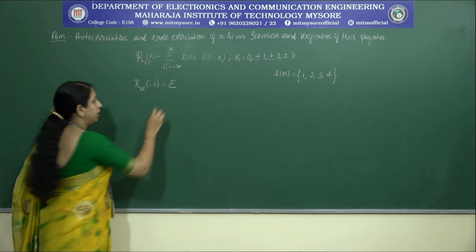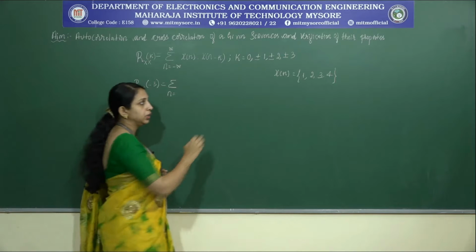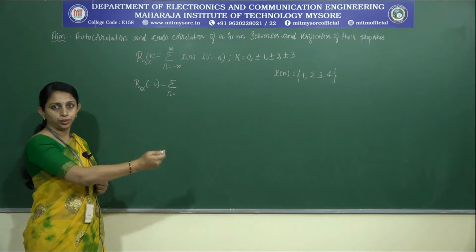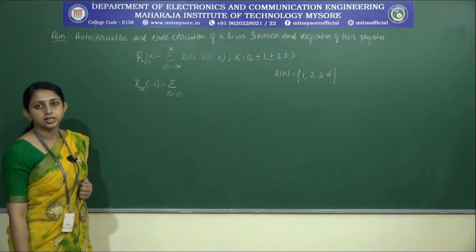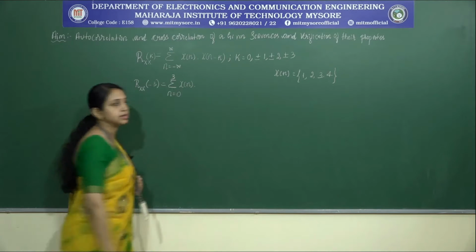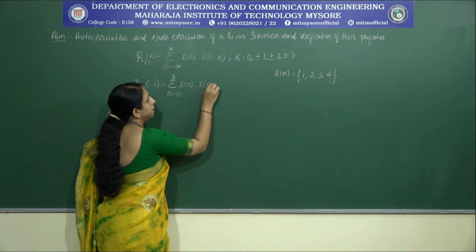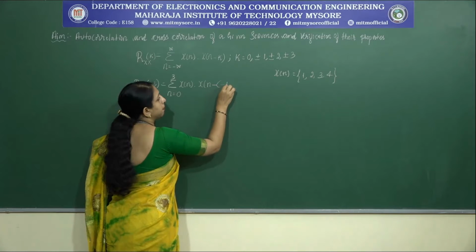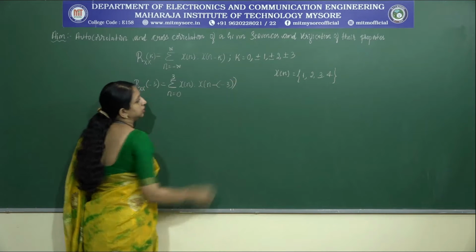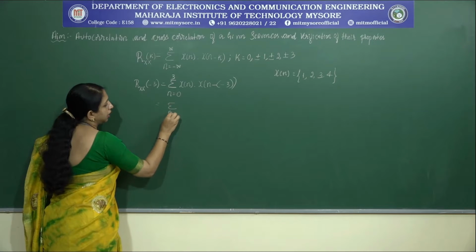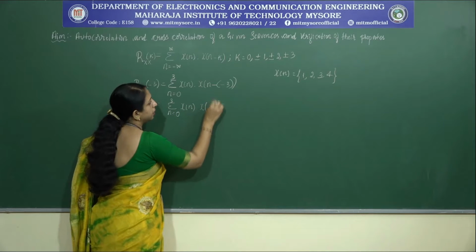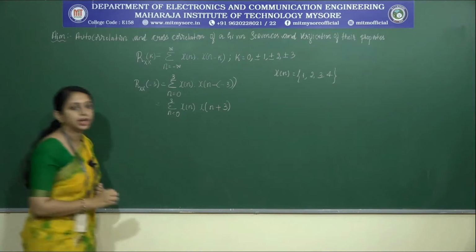Summation n equal to, see the considered sequence has values 1, 2, 3, 4, which range from 0 to 3. Hence, I'll take n equal to 0 to 3. x of n, write that as it is. x of n minus k, what is the k value? Minus 3. You need to write now minus of minus 3. Solve it, n equal to 0 to 3: x of n into x of n plus 3.